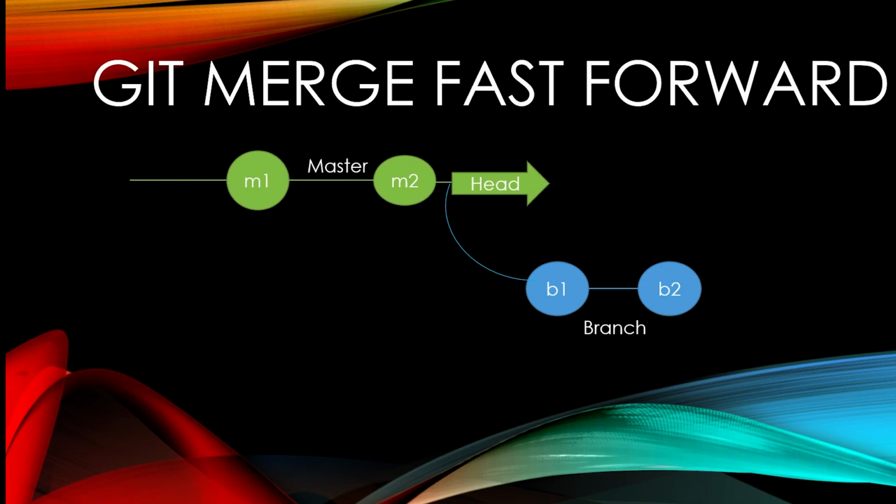So in the last video we were discussing the git merge fast forward. If you haven't watched that video, do check that out. In this video we will be seeing the git recursive merge, or the non fast forward merge, right?